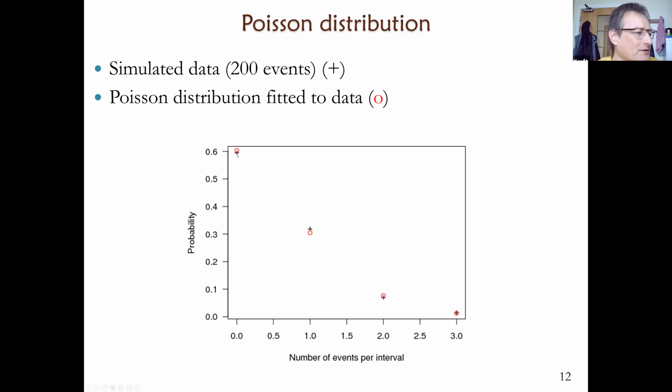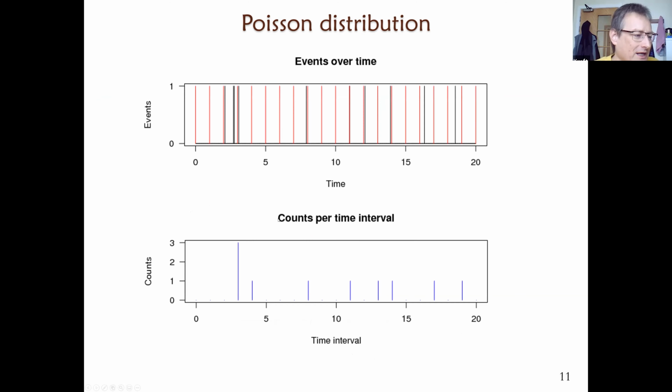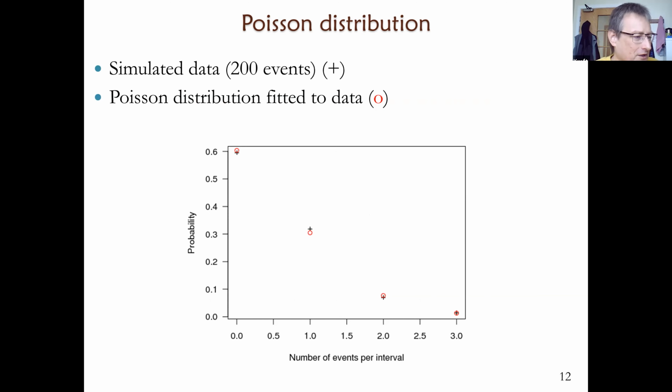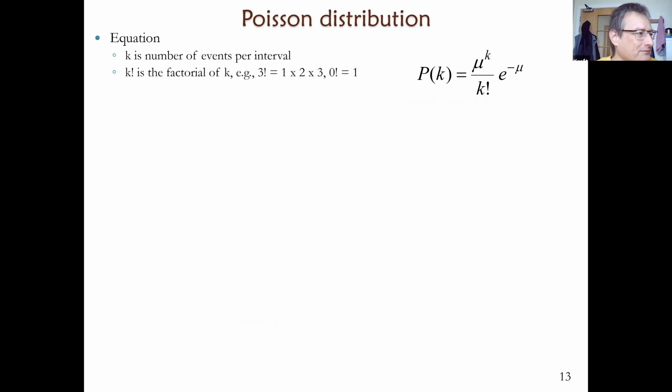These are the simulated data here, the crosses, fitted to a Poisson distribution, the circles. So at 200 events, the fit to the distribution is already quite good. But with the example here, that was, I think, 10 counts, the fit to the distribution is not so good, but obviously that is partly due to chance.